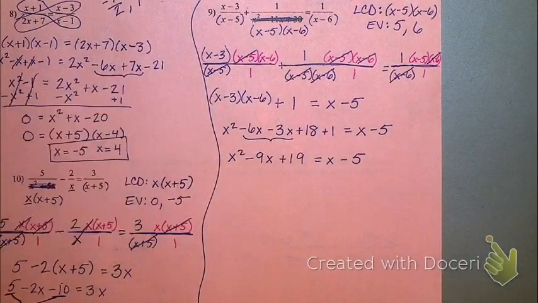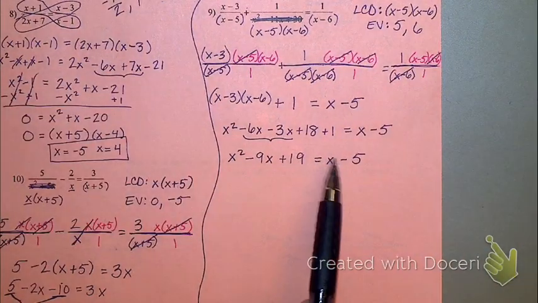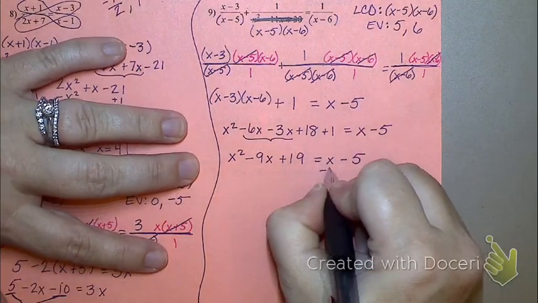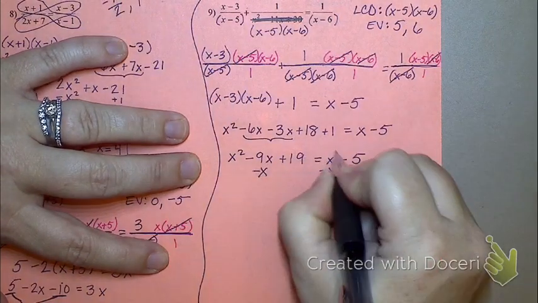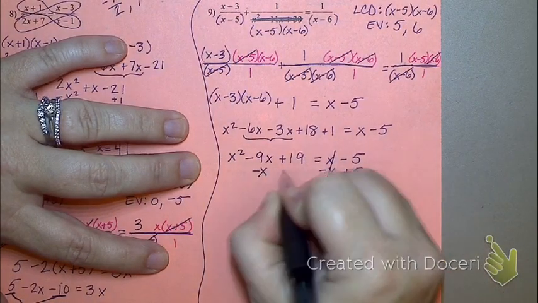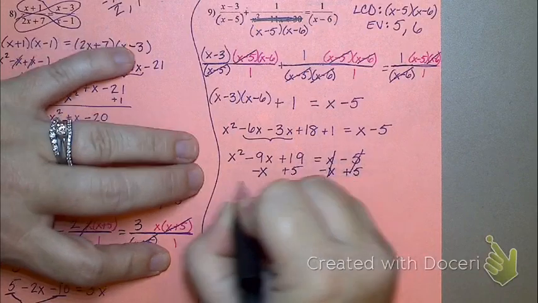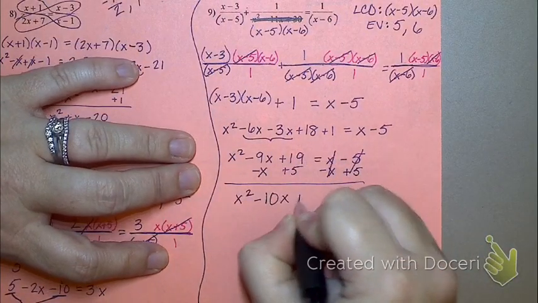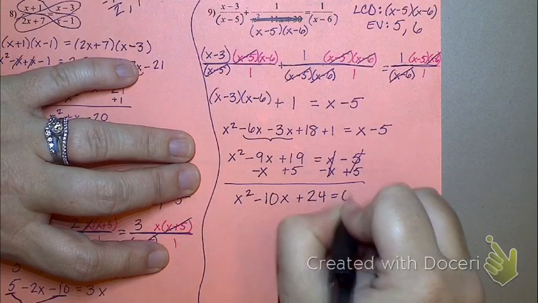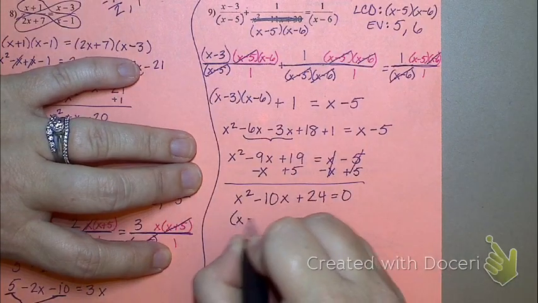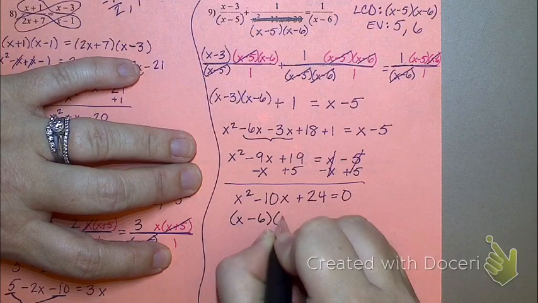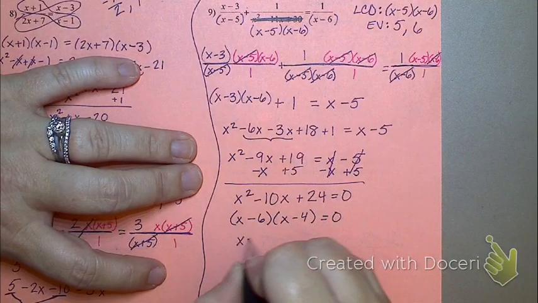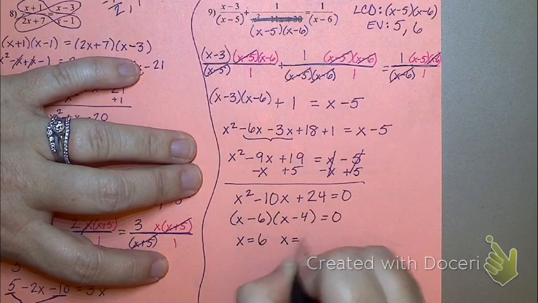So I have an x squared. What do I need to do? Move everything to the same side as the x squared so I can factor. So I'm going to subtract x to move that guy. And what am I going to do with the 5? Add the 5. That gives me x squared minus 10x plus 24 equals 0. And when you snowflake, this becomes x minus 6, x minus 4 equals 0. So I get x equals 6 and x equals 4.